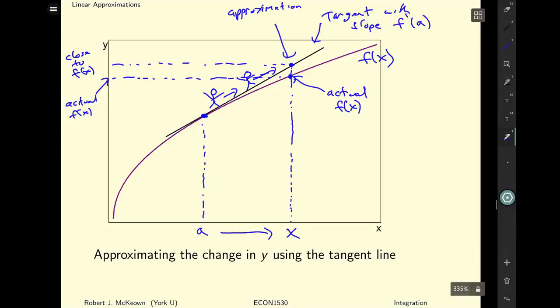Why would we ever want to use this approximation? You can see that there's an error here. There's a difference between the actual and the approximation. Why would we ever do that? Well, maybe for some reason this actual is either a lot of work to calculate or we can't calculate it. So just say it's hard to calculate this. So maybe we want to approximate it.